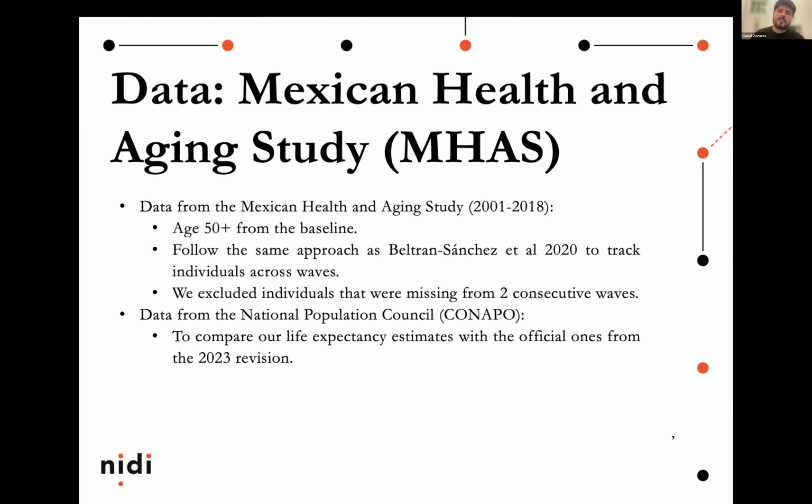To add some robustness, or to compare our estimates of life expectancy from MHAS, we decided to compare with the estimates from the National Population Council in Mexico. Those are the official estimates of life expectancy. This allows us to assess how big the difference is between the estimates from the Mexican Health and Aging Study and the ones reported by the Mexican government.